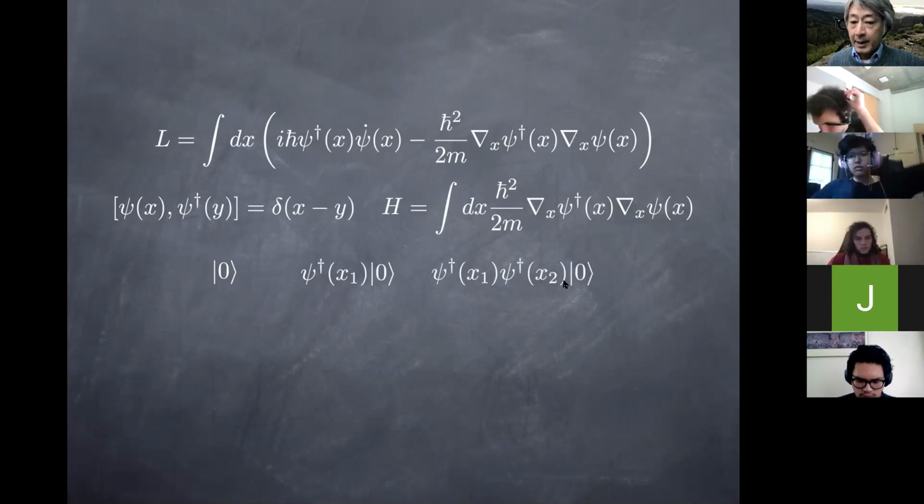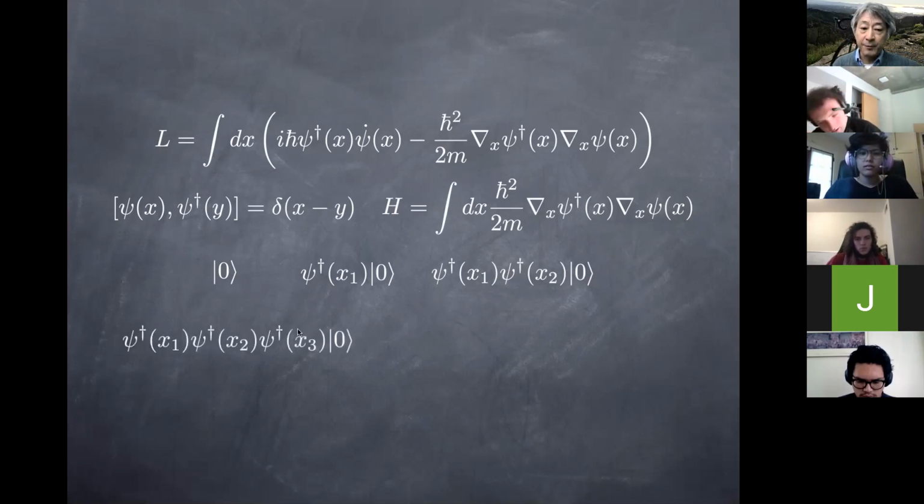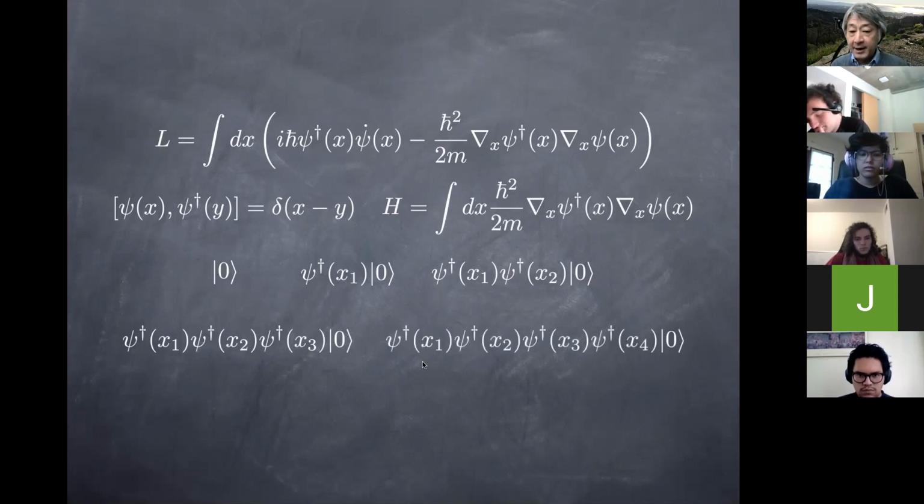x2. But these are identical particles because psi dagger at different positions commute with each other. So even if you interchange the order, which corresponds to switching x1 to x2, it doesn't change. Therefore, two particles created by the same field are identical particles. They are at different positions, but they are identical particles. Similarly, for the three-particle state of identical particles at positions x1, x2, and x3, the four-particle state with identical particles at positions x1, x2, x3, and x4, and so on and so forth.